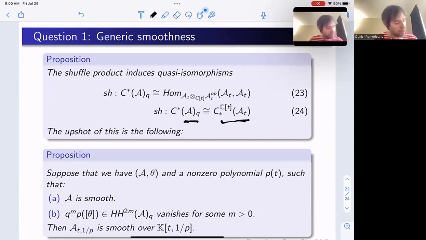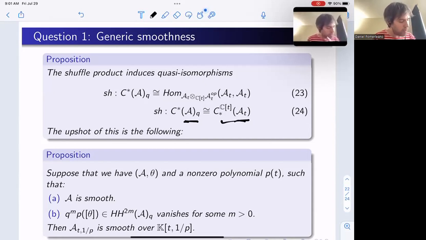And this does all kinds of wonderful things. For example, from that you can prove that if there's a polynomial such that when you invert Q, so you multiply by Q and you apply this polynomial, if that vanishes, then the localized category is actually smooth over the curve.